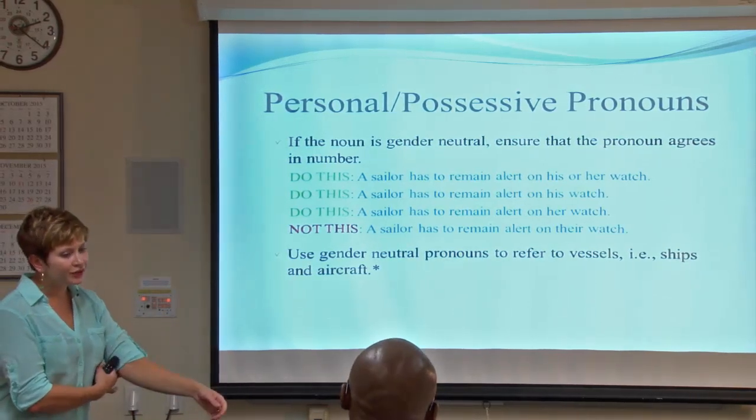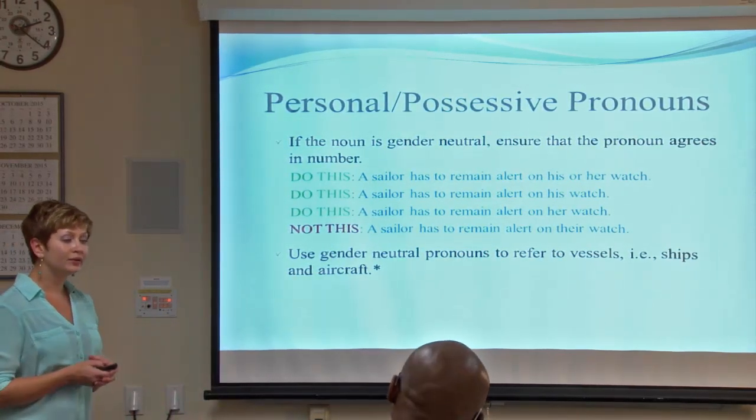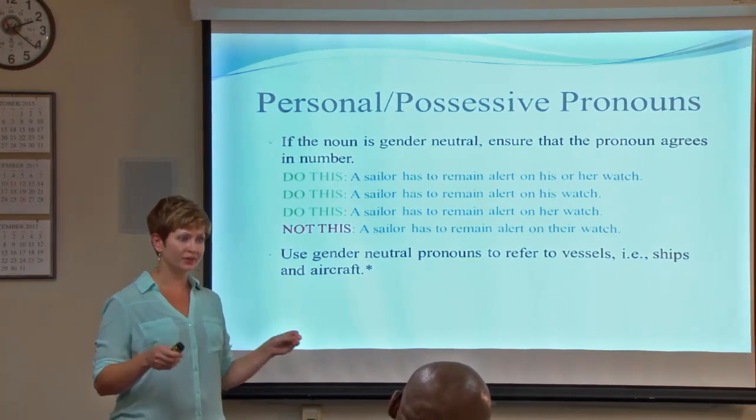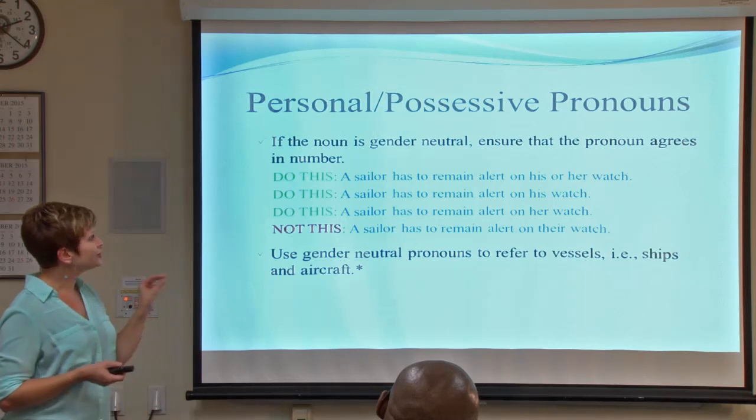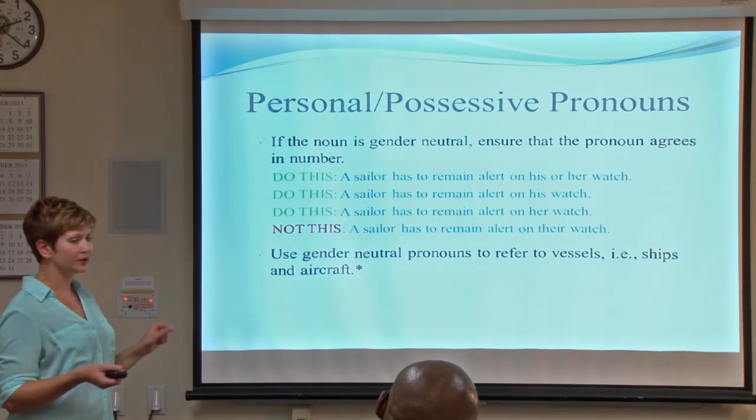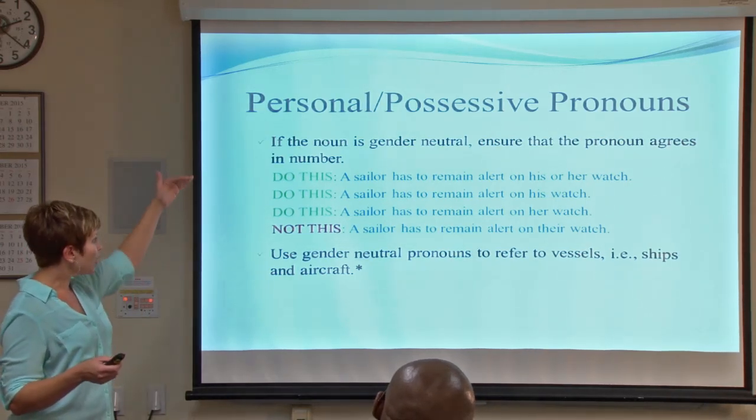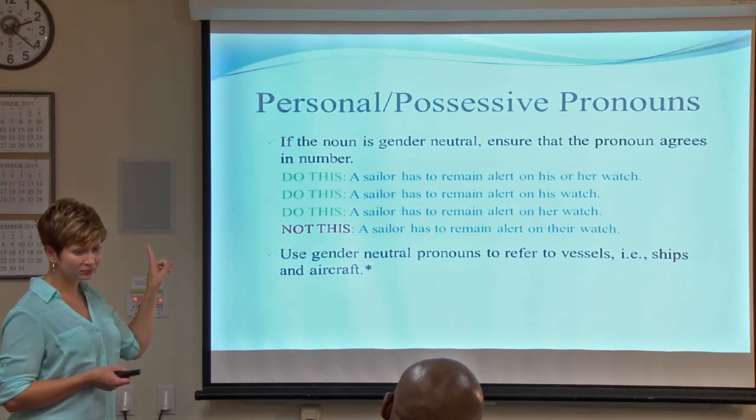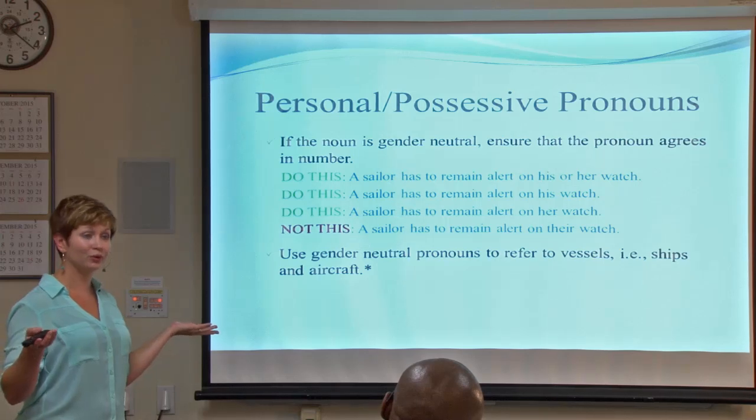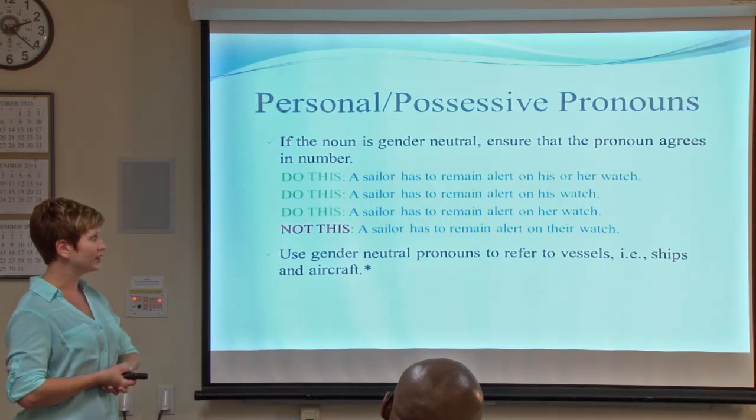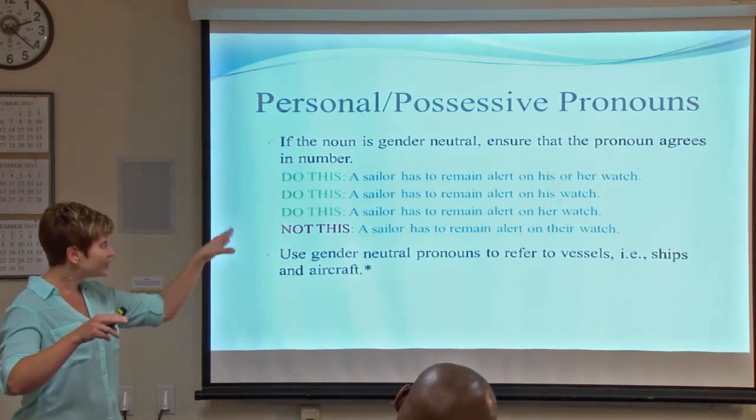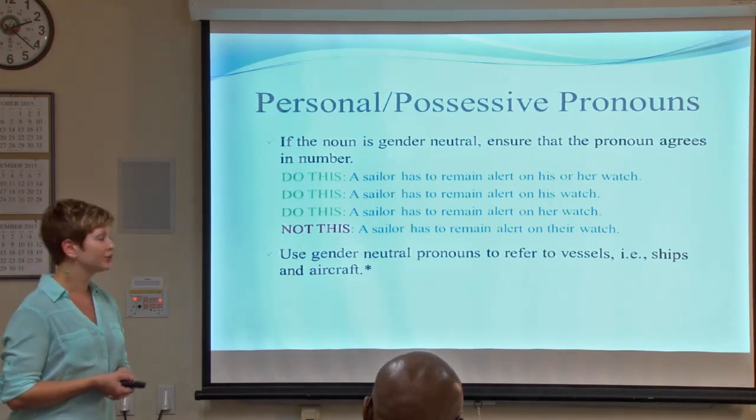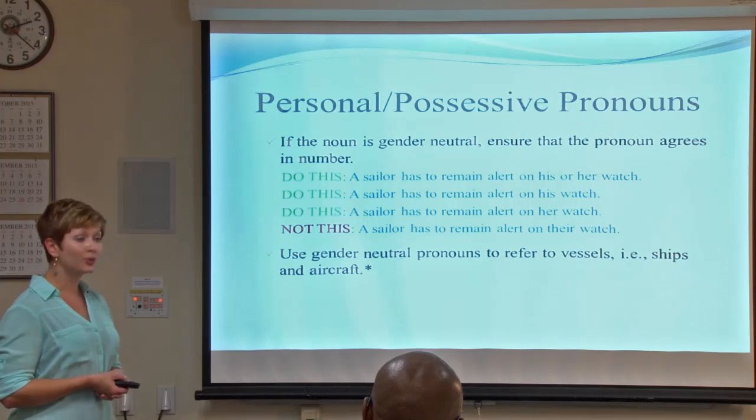Here's one that's a little controversial, but I would argue that agreeing in number is the most important thing here. If the noun is gender neutral, ensure that the pronoun agrees in number. So I would say that all of these are acceptable. A sailor, who can be either a female or a male, has to remain alert on his, or I would say, his or her watch. You could say a sailor has to remain alert on his watch. You could say a sailor has to remain alert on her watch.